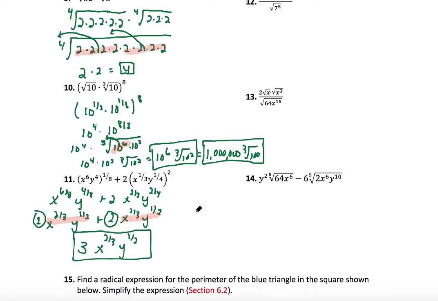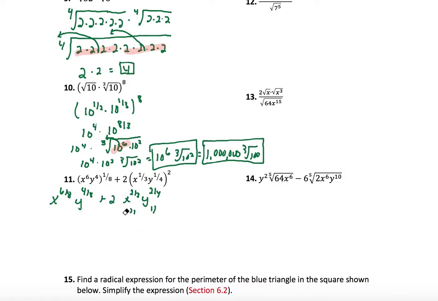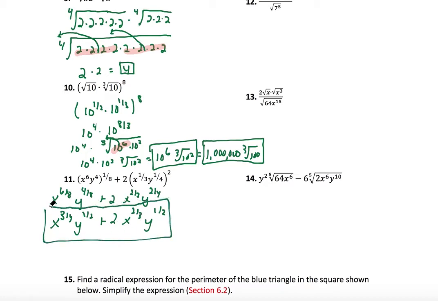Except for I made a slight mistake in that I simplified 6/8 wrong. So let's go ahead and erase all of that. All right. So 6/8 is actually x to the 3/4 power, y to the 1/2 power, plus 2x to the 2/3 power, y to the 1/2 power. So at this step, if you notice, nothing's the same, so I can't combine it. So that is my final answer.